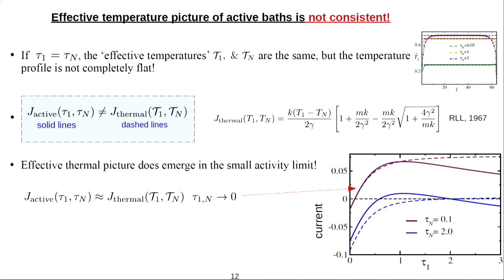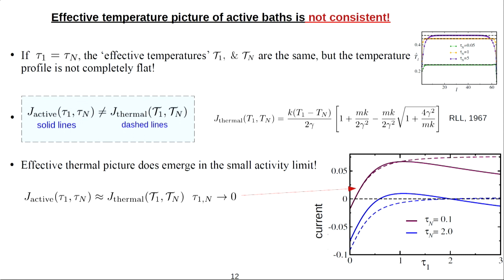It turns out that this description is not consistent, because even if the activities are the same, then the thing which we want to call some effective temperature is also the same, but in that case the profile is still not completely flat, which is a violation of the zeroth law of thermodynamics, because if the temperatures at the two ends are the same, then it should be flat throughout. So that's one check that does not get satisfied.